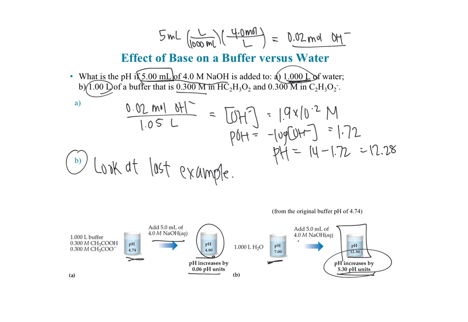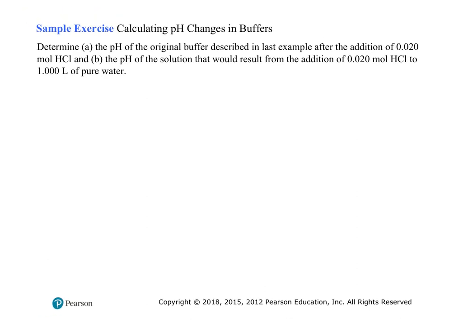So let's see what happens with an acid. If I add 0.02 moles of HCl, that is hydronium, or H plus ion. So I'm going to calculate the pH by adding that to water versus adding it to a buffer. In my buffer, I had 0.3 moles of acetate and of acetic acid. So who's going to react with hydronium, the base or the acid? Well, hydronium is an acid, so my acetate will react.